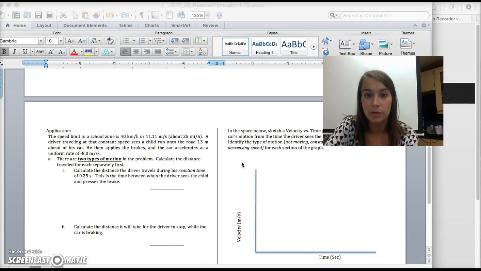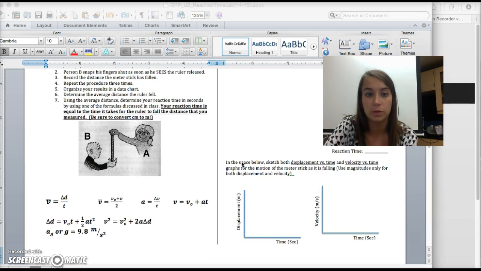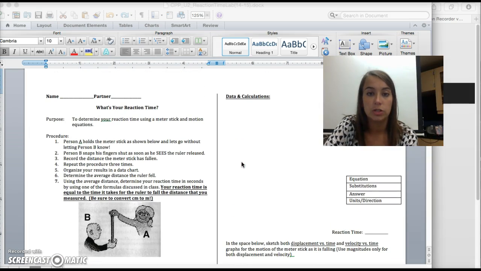So that's this lab. You guys have the rest of the period to finish that up, and then you are going to work on homework, which is due not Monday, on Thursday. Okay, so work through that homework number 1.